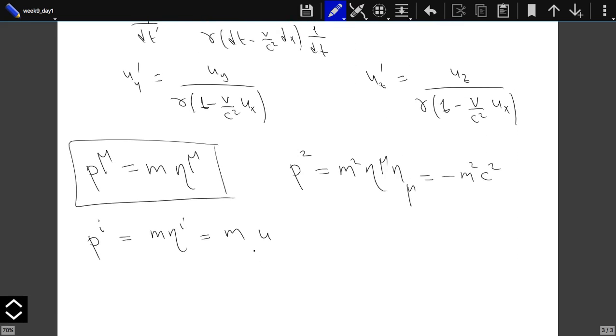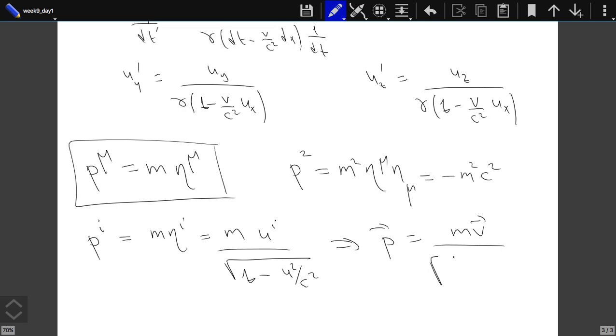So p_i is m times u_i divided by the square root of 1 minus u squared over c squared. Well, you see, in 109, in mechanics courses in your freshman years, this was what we had defined as the momentum, linear momentum. Now we will identify this combination as our linear momentum.